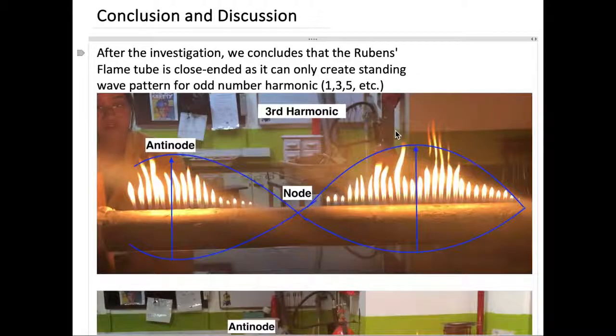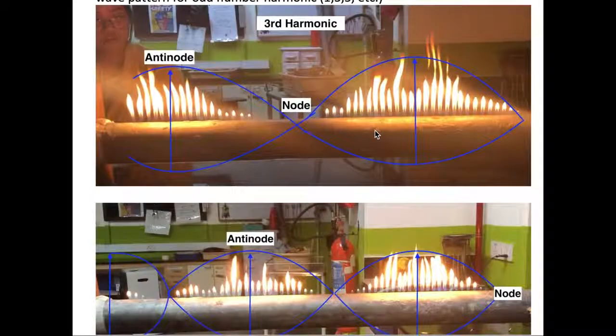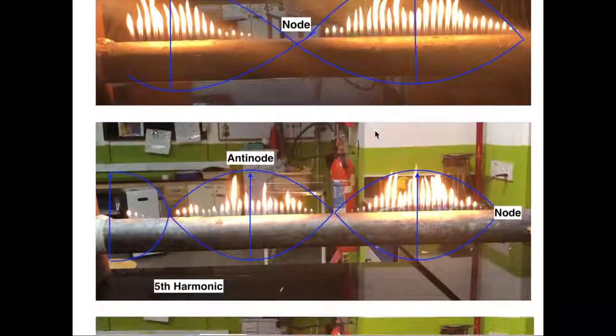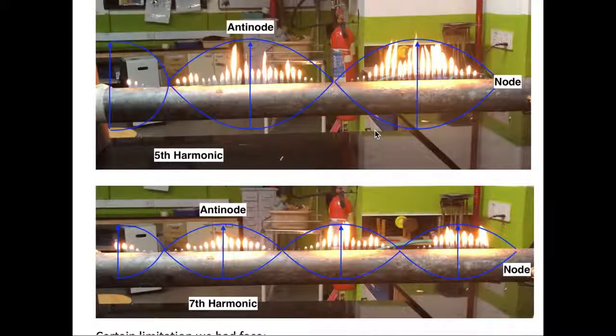And discussion. After the investigation, we conclude that the Rubens flame tube is closed-ended, as it can only create standing wave patterns for odd number harmonics, like 1, 3, and 5. For a closed-ended pipe, there will always be a node at the closed end and an antinode at the open end.